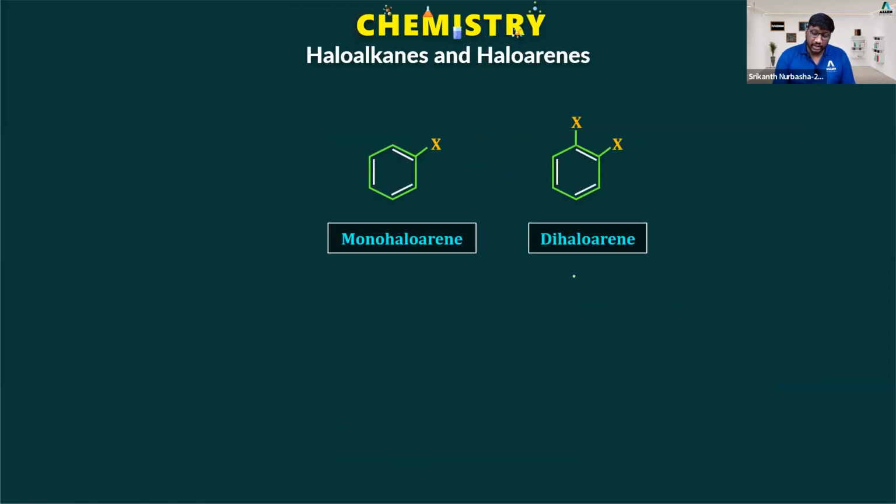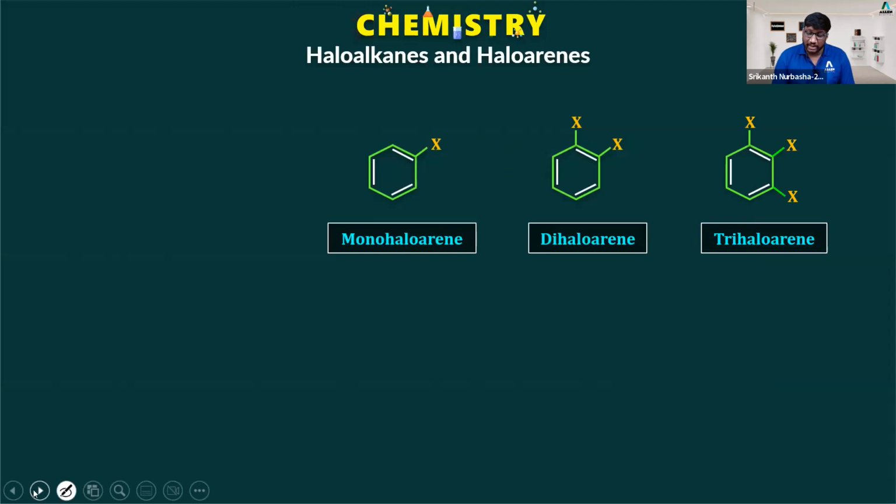Monohaloarene, dihaloarene, as well as trihaloarenes are obtained. So one halogen atom replacing the hydrogen atom in the arene system, and two halogens and three halogens doing the same, produces monohaloarene, dihaloarene, and trihaloarene.